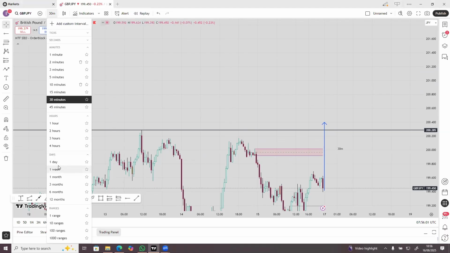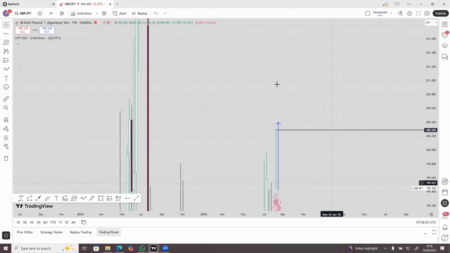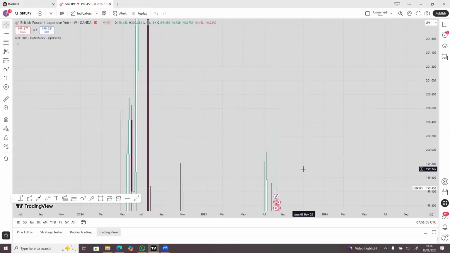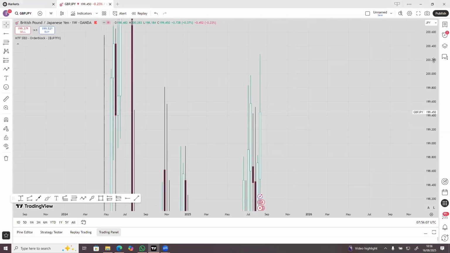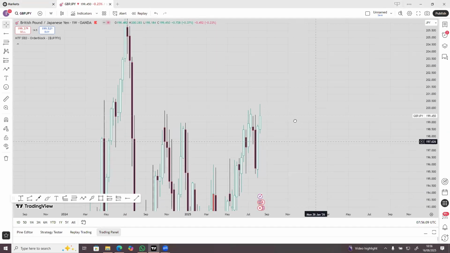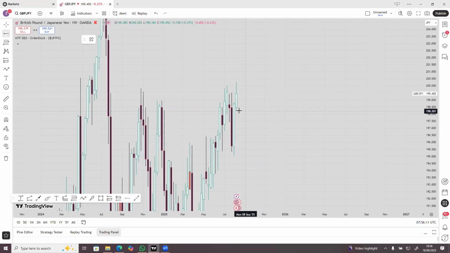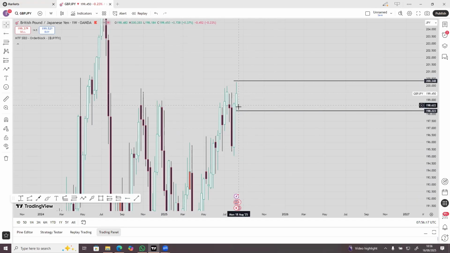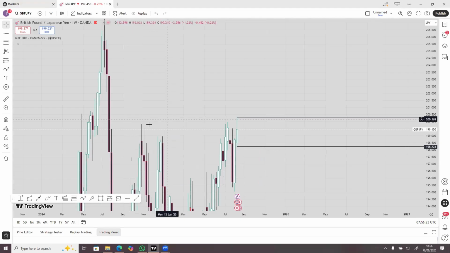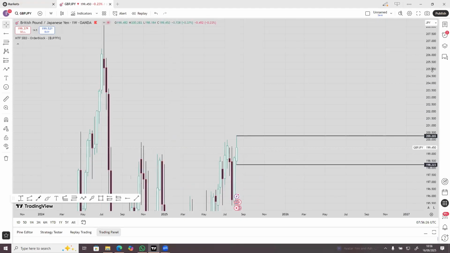GBP JPY on weekly time frame. Let's start with the weekly time frame here. On the weekly time frame, we have market structure like this. We have a strong bullish movement. You see this candlestick with heavy momentum. So it goes above the previous week high. So that indicates next week will be a continuation of the upward trend.